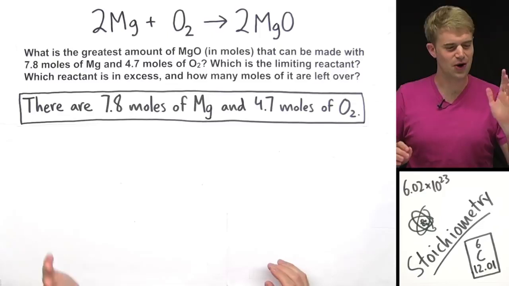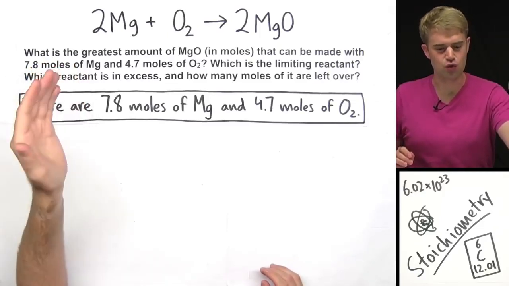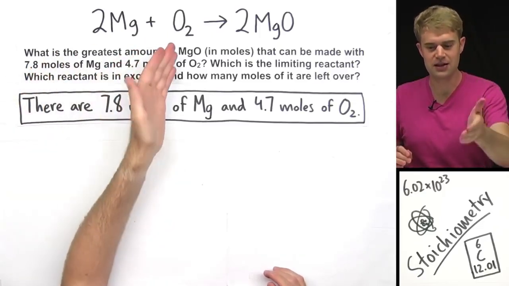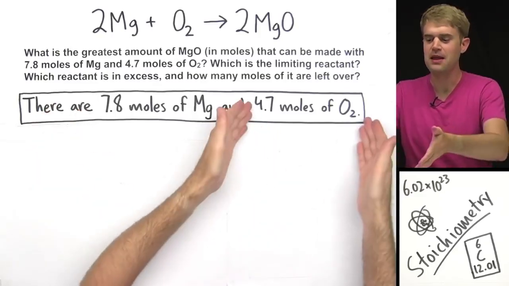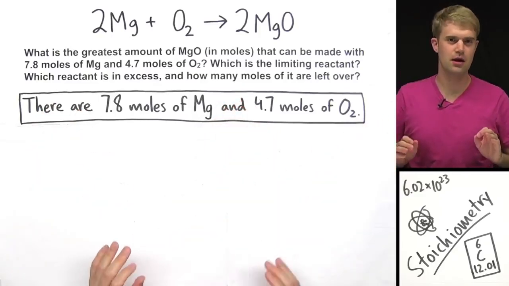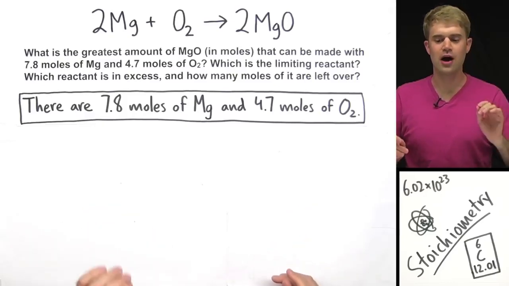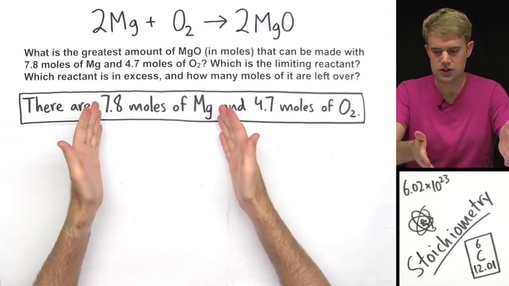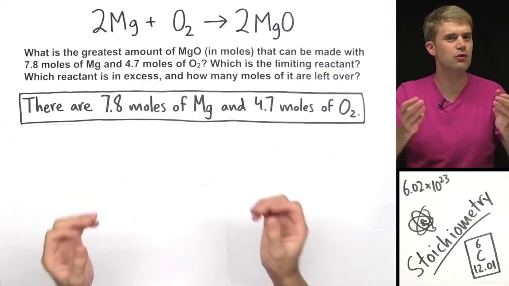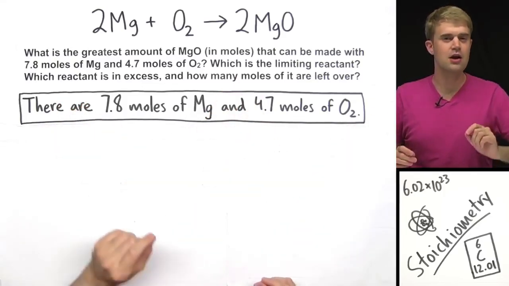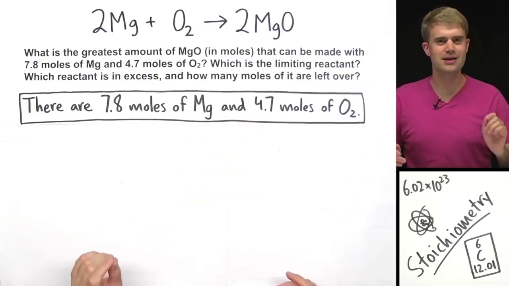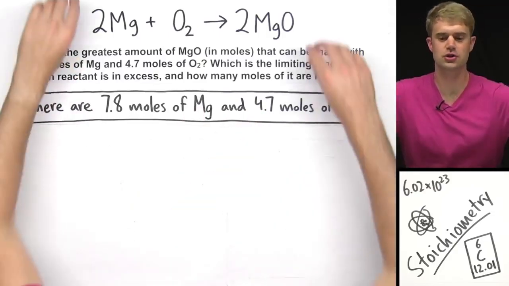Okay, so we want to find the greatest amount of magnesium oxide that we can make with this amount of magnesium and this amount of oxygen. In order to do that, we've got to figure out which of these two things is the limiting reactant. Is it magnesium or is it oxygen? To figure that out, we're going to ask a few questions.